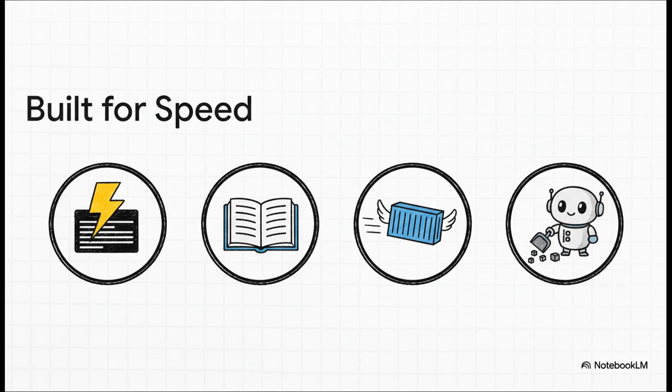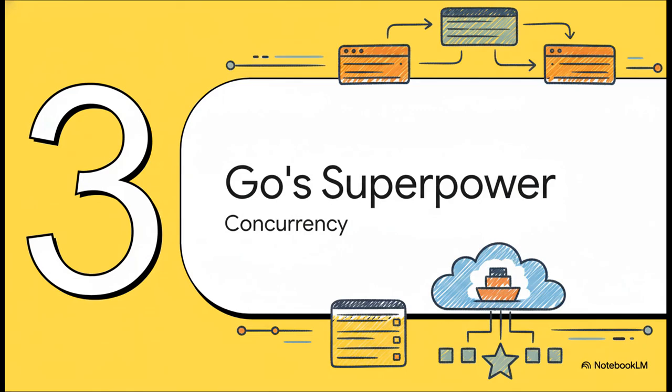The big takeaway here is that every single one of these features was put there to make developers faster and way more effective. But the real game changer, the one feature that truly sets Go apart from the pack, is its revolutionary approach to concurrency. This is, without a doubt, Go's superpower.